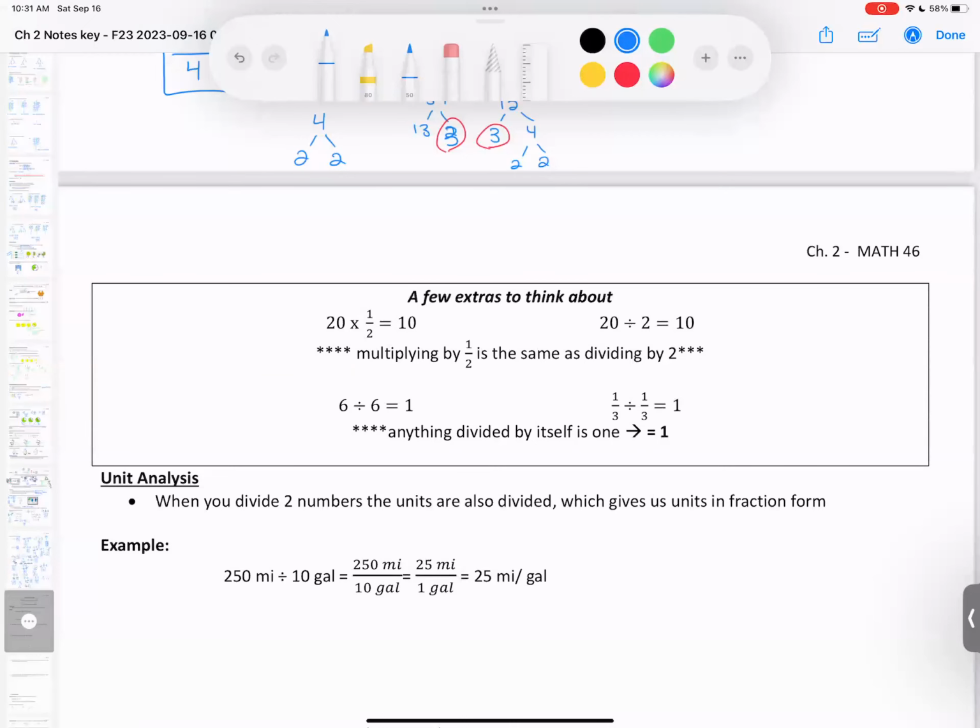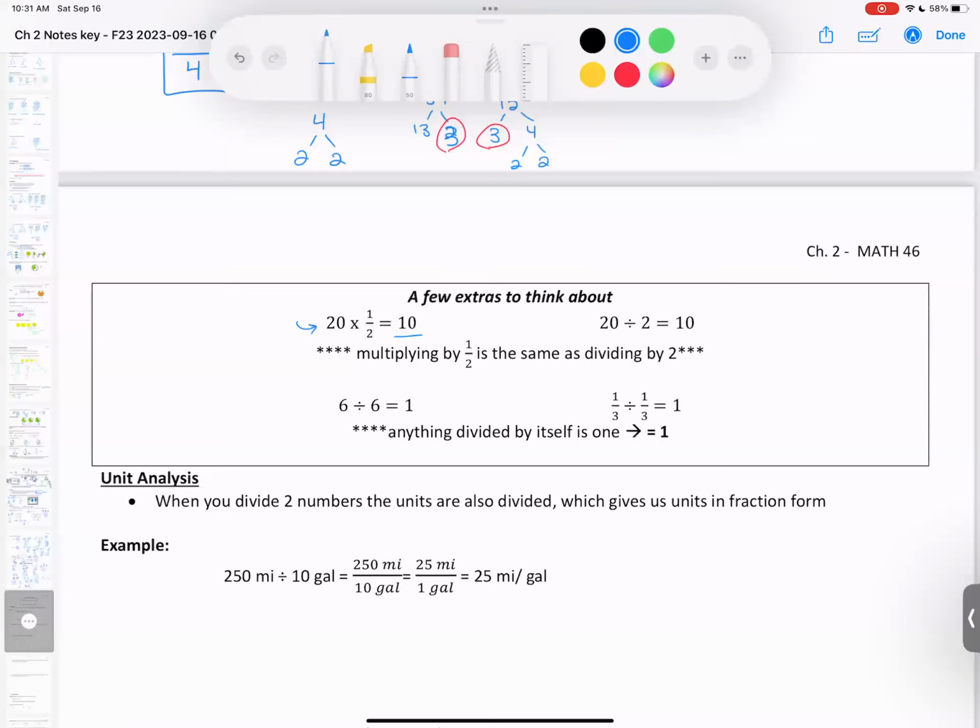So continuing on with fractions, a few things to think about. If we have 20 times 1/2, we're really saying we have 20 half cups of flour, let's say. So 20 half cups full of flour would give you 10 whole cups of flour. So in other words, multiplying by 1/2 is the same as dividing by 2. Okay, because we could do 20 divided by 2 and also get to 10.